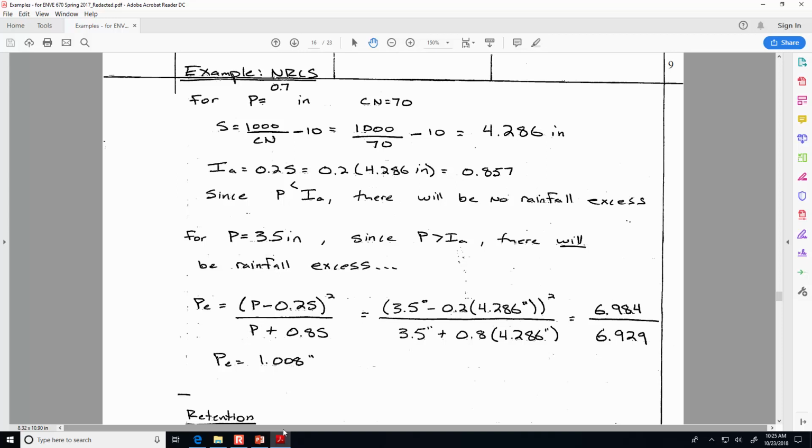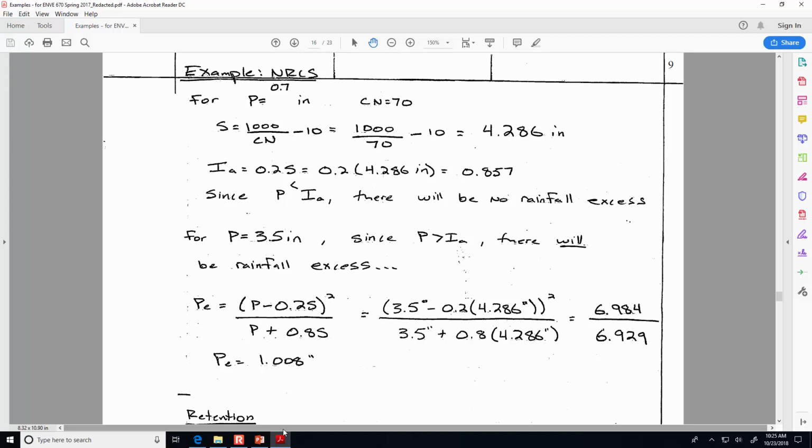Now, that's over a long period of time, by the way. It's not that all of that storage has to be accomplished before there's any runoff. That's just what we're saying the initial abstraction is. So we're saying, as an approximation, 20% of that storage has to be filled before there will be runoff. And so 20% of that 4.286 inches is 0.857 inches. So in this case, if you have 0.7 of an inch of rainfall and 0.857 inches of initial abstraction, there won't be any runoff from that.